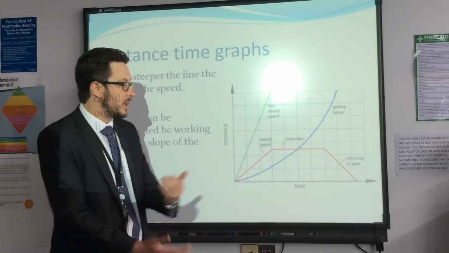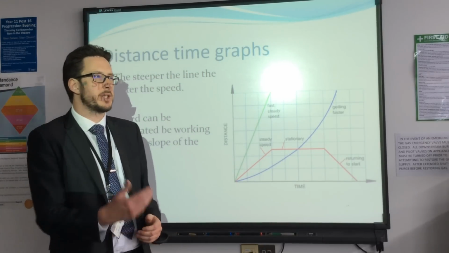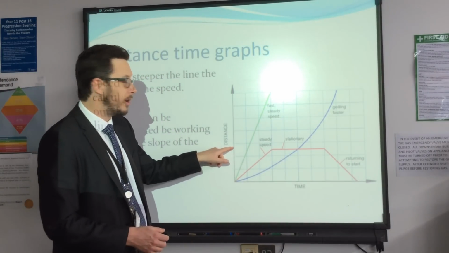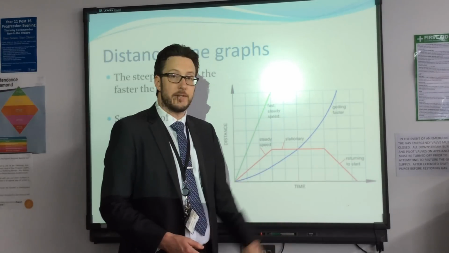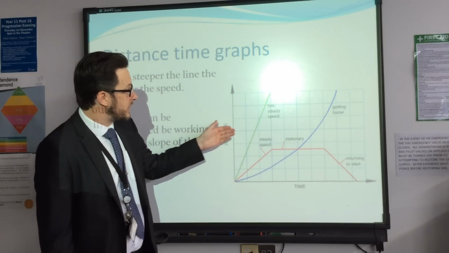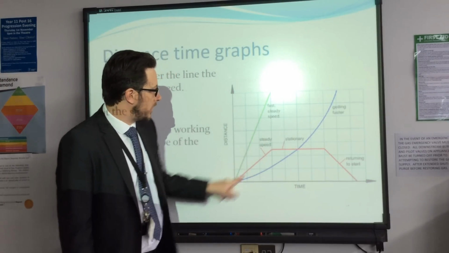They sometimes get you to make a comparison between two objects, a car and a cyclist. They travel the same distance, so they need to get to the same height in the graph, but take a different length of time to do it. You just need to look at the distance they need to travel, look at the time it takes them, and draw a line there.